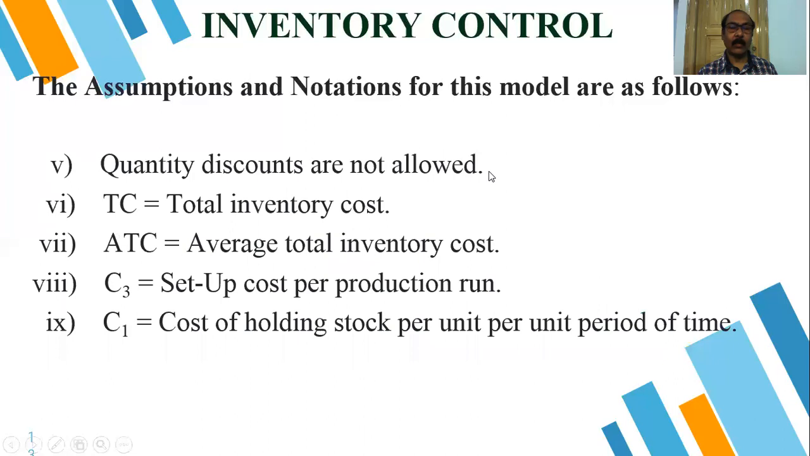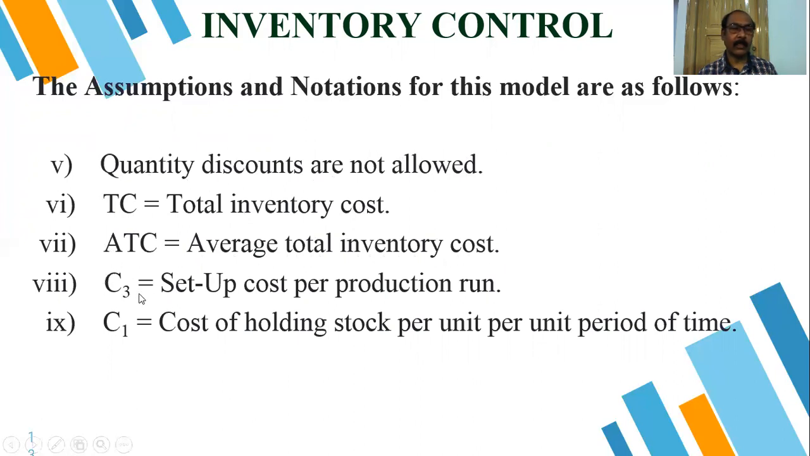Quantity discounts are not allowed in this model. If a quantity discount is allowed, we have to calculate the item cost separately, and give the effective item rate for the calculation. TC is the variable for the total inventory cost, and ATC is the average total inventory cost.